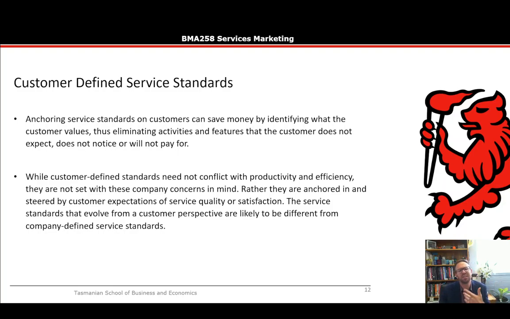So sometimes it's easier just to dream them up ourselves and think about what we would expect the customers would want, but it's not very accurate. The service standards that evolve from the customer perspective are likely to be different from company-defined service standards. And that's why we've got to try and put the work in to get this going.